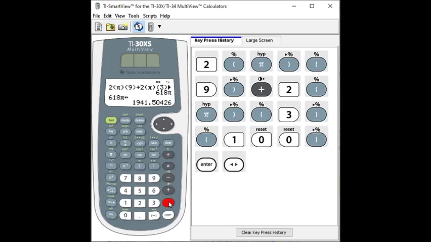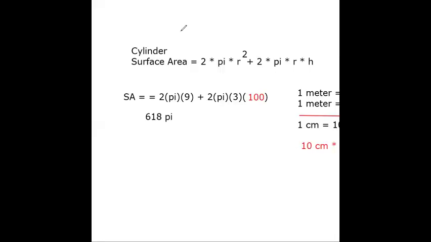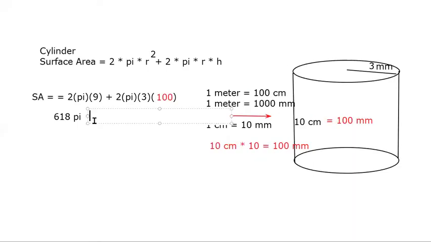That's about 1941.50. The surface area of this equals 1941.50 millimeters. Well, what is that in centimeters?